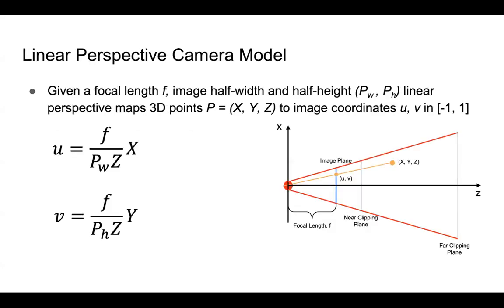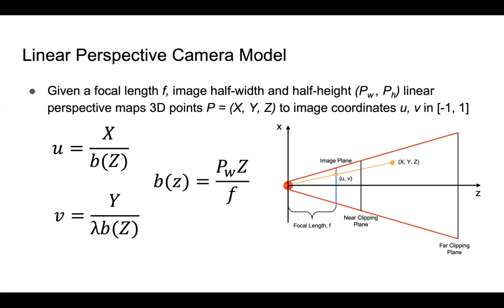To briefly go over linear perspective, given a focal length, image half width, and half height, linear perspective maps a 3D scene point to a 2D image coordinate as follows. The authors of ZoomShop proposed to replace this linear perspective mapping with the nonlinear function b of z, where lambda is the aspect ratio of the image. Now, to recreate linear perspective mapping, b of z can be set to this, but the real power is when we make b of z nonlinear with respect to depth, which allows for editing scale and foreshortening of images.